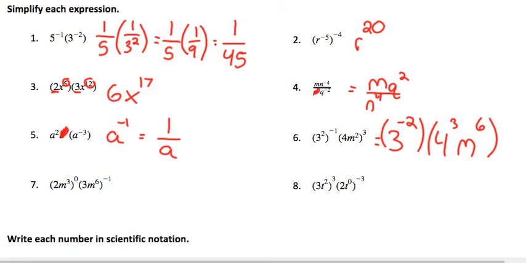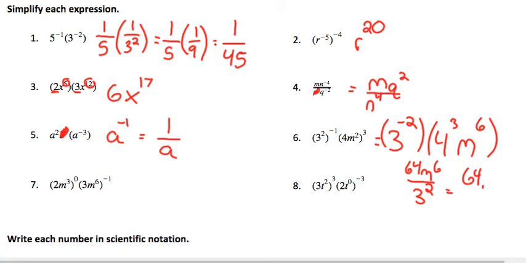Now I have some adjusting to do. So that 3 to the negative 2, remember it needs a positive attitude adjustment, so I'm going to move it down. 4 cubed is just fine as is, and I'm going to write that as 64. Again, if you need a calculator, that's totally fine. M to the 6 doesn't have to move either.